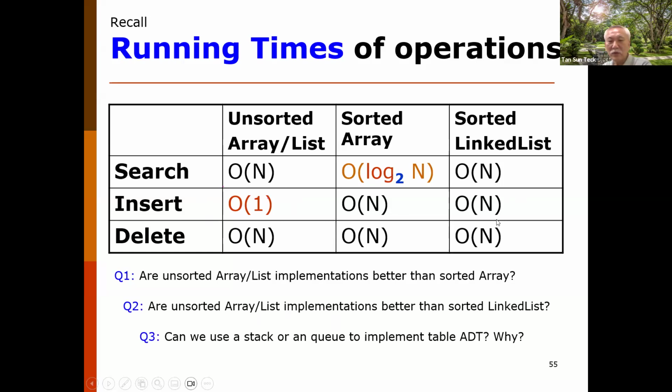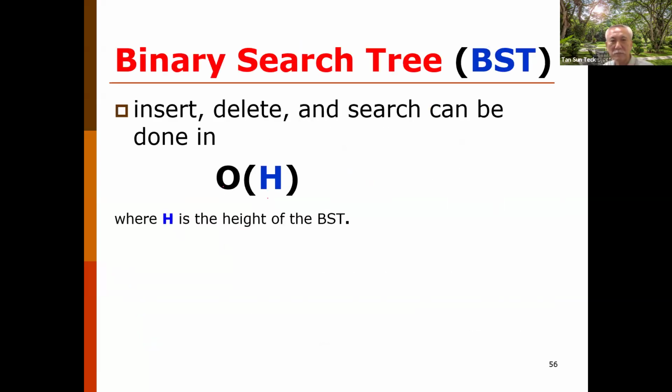Can we use a stack or a queue to implement the table ADT, and why? Okay, so the table ADT has the three operations, right? Insert, delete, and search. And currently we are talking about binary search tree. So the question is, can we make the ADT more efficient? Can we use a stack to help us improve the efficiency? Can we use a queue to help us improve the efficiency? So again, I'm going to leave this to you to think about, and then look at the resources inside the website after you have thought this through.